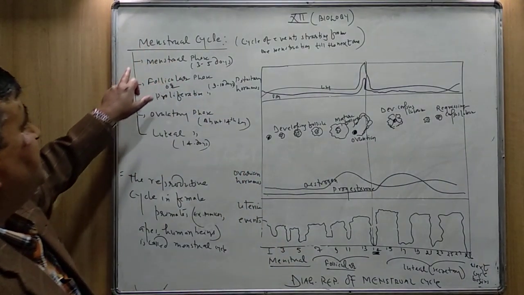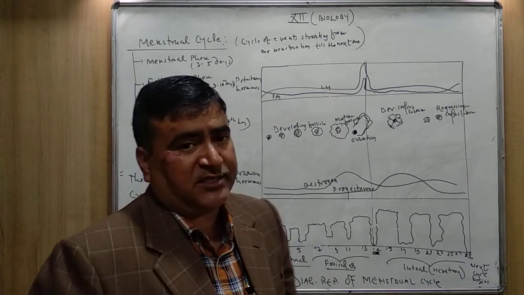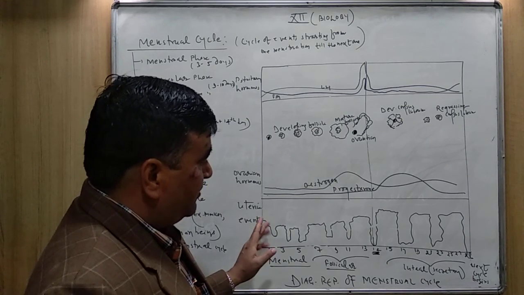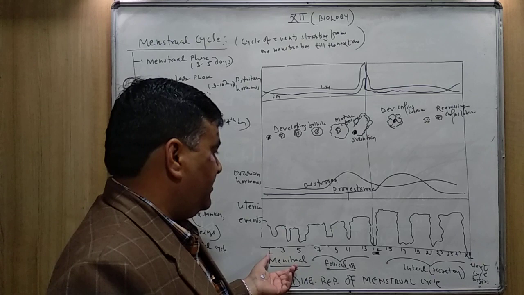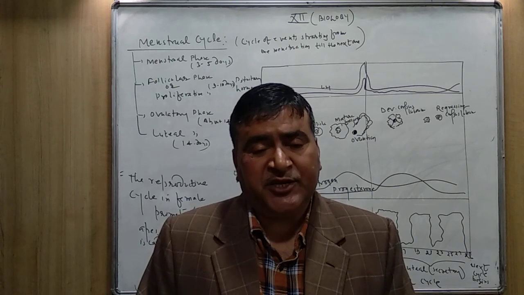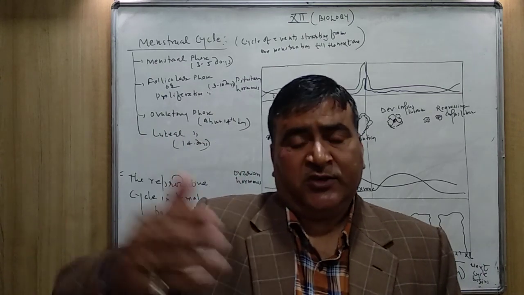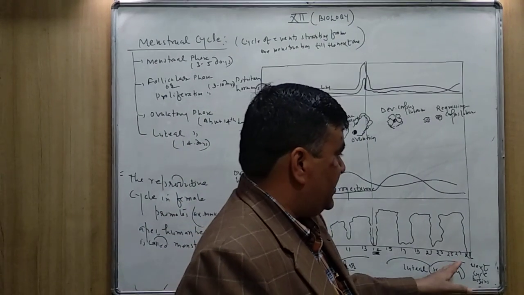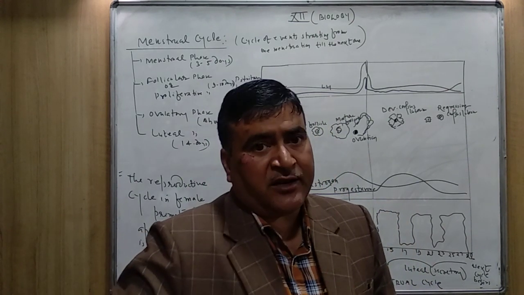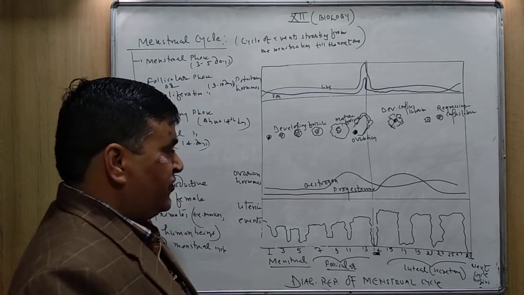The whole process of the menstrual cycle, as I told you, begins with the menstrual phase. This is the diagram given in your NCERT book also. Through this diagram, you can observe how the process of the menstrual cycle is completed. The whole process is completed within 28 days. The menstrual cycle lasts for 28 to 29 days, and after the completion of 28 to 29 days, the cycle is repeated.